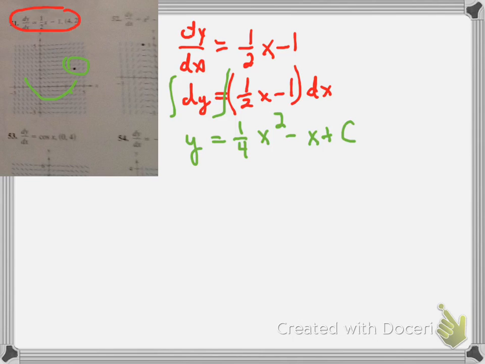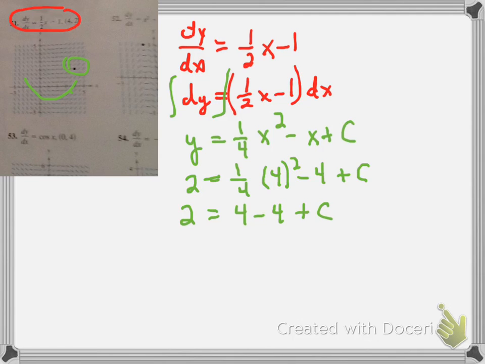They say through the point (4, 2). So that's 2 for y and 4 for x. And we're going to find that particular c. So 16 over 4 is 4, minus 4 plus c equals 2. So c equals 2.